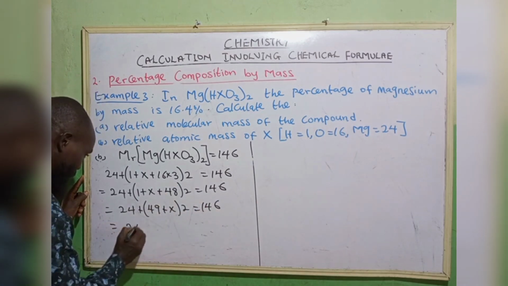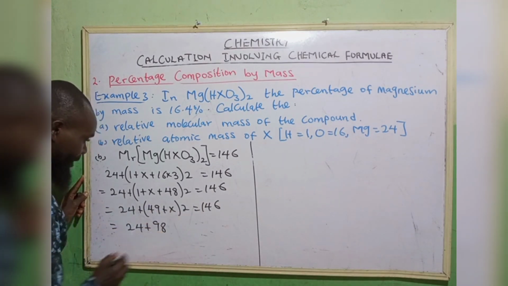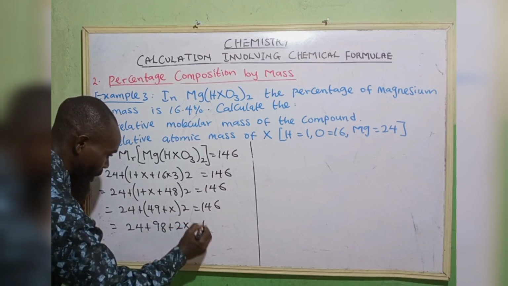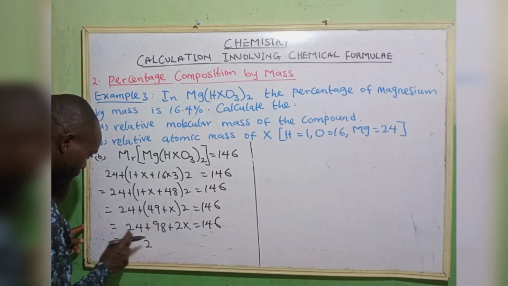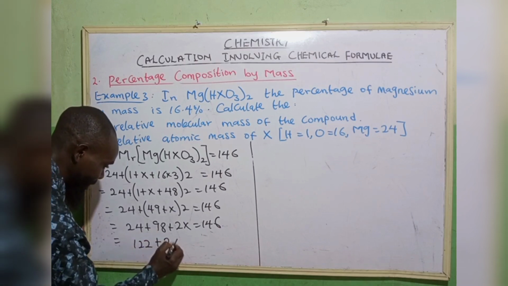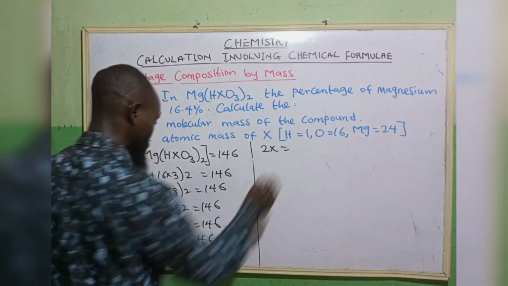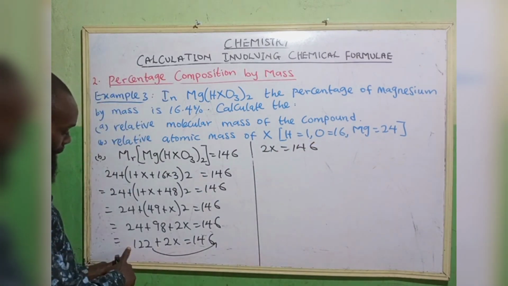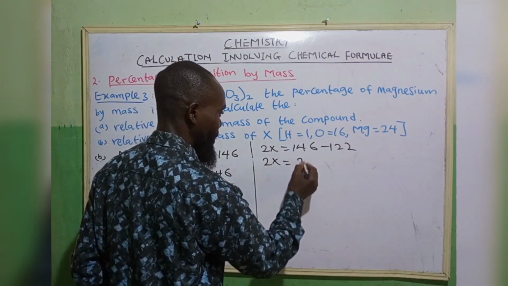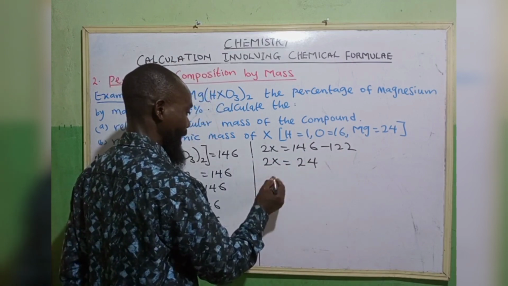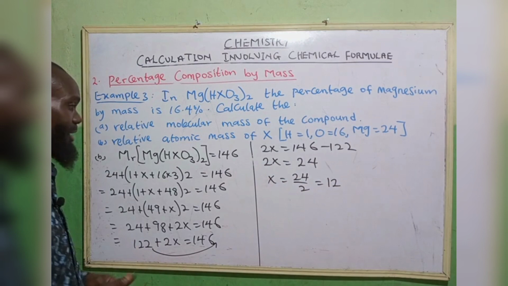So we open the brackets. 24 plus 2 multiplied by 49, we have 98, plus 2 times X, 2X, equals 146. So we have 24 plus 98, that is 122, plus 2X equals 146. So let's take this here. We have 2X equals 146. When this plus crosses, it changes to what? Minus 122. So 2X equals 24. So divide both sides by 2. X equals 24 over 2, which equals 12. So the value of X in this compound is 12.